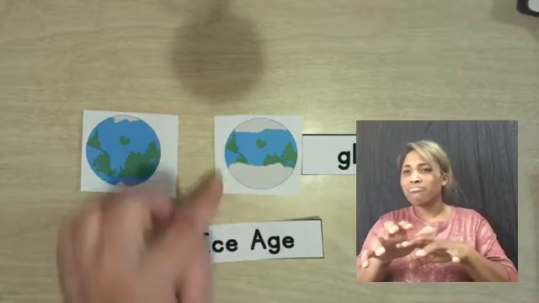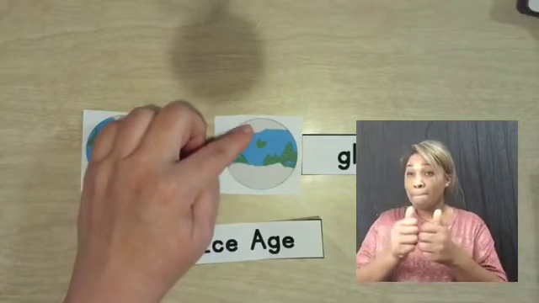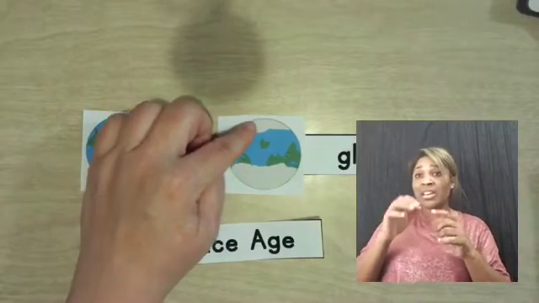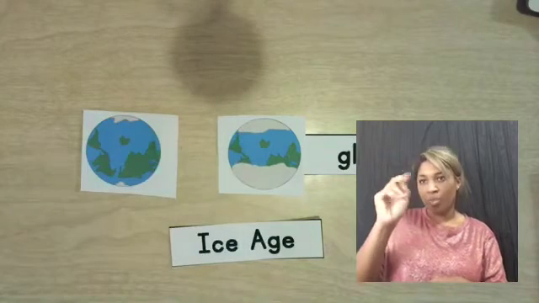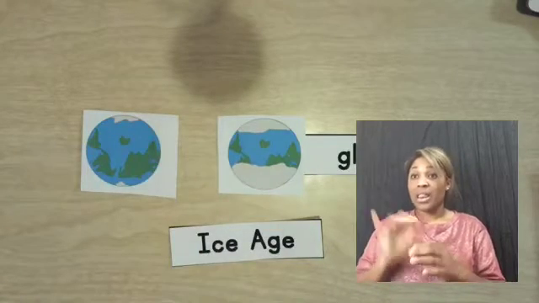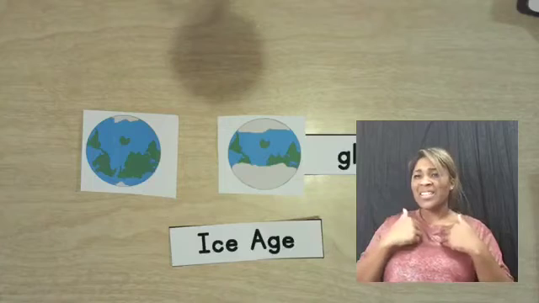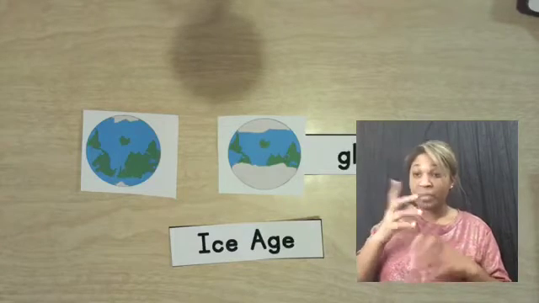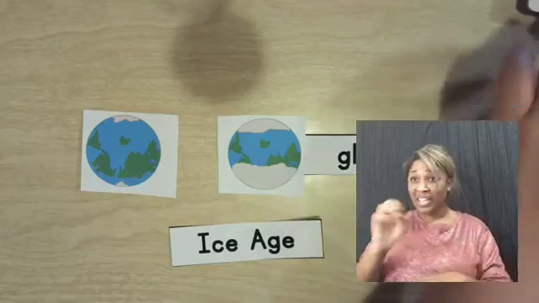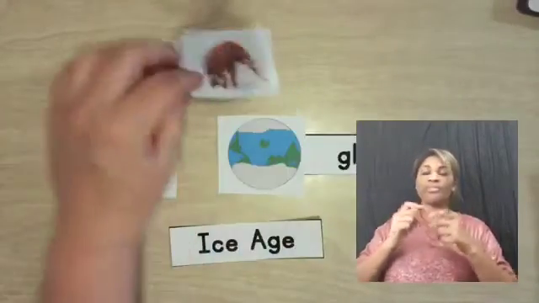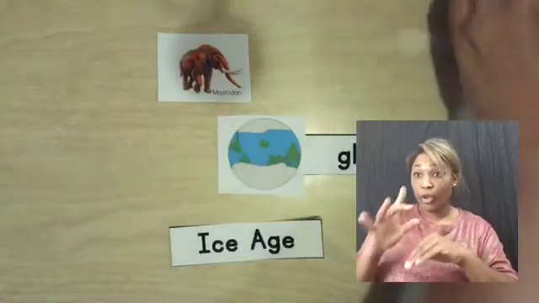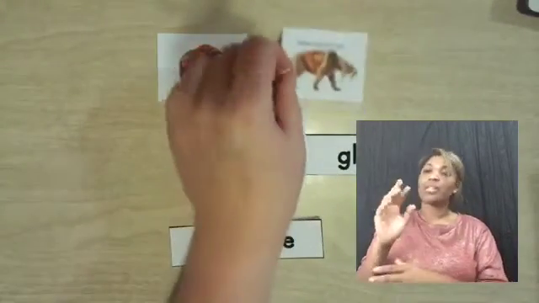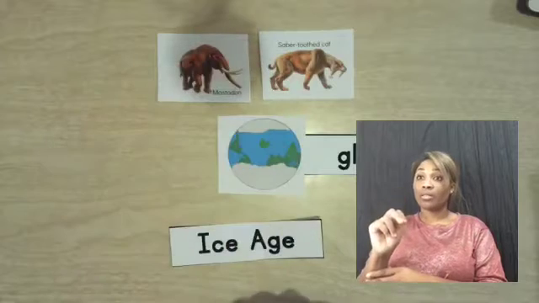and most of the freezing you can see happen in the north and the south poles because that's where the Earth has the least amount of sunlight. During the Ice Age, large animals roamed the Earth, like the mastodon and saber-toothed cats.